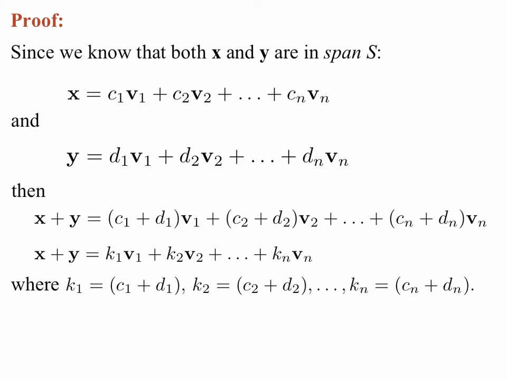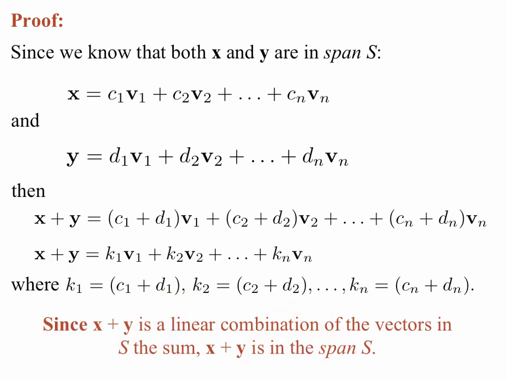Now what does that mean? Well, that means that x plus y is a linear combination of the vectors in S, and therefore the sum of x plus y is in the span of S. So I've proven that if x and y are in the span of S, then their sum, x plus y, is also in the span of S.